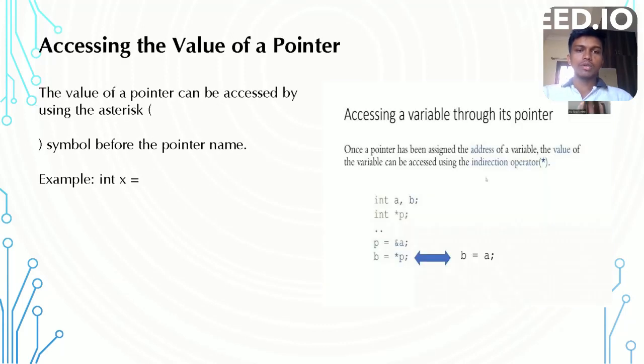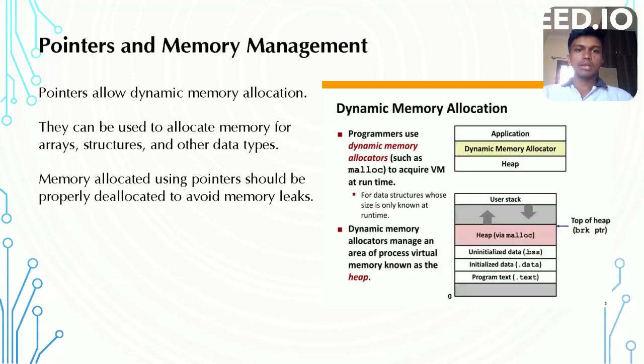Accessing the value of a pointer. The value of a pointer can be accessed by using the asterisk symbol before the pointer name. For example, int x = 10. Accessing a variable through its pointer: once a pointer has been assigned the address of a variable, the value of the variable can be accessed using the indirection operator. int a, b; int *p; p = &a; b = *p, which is equivalent to b = a.